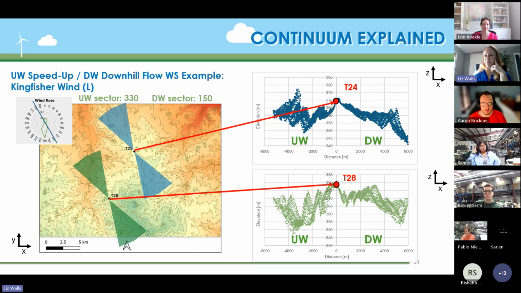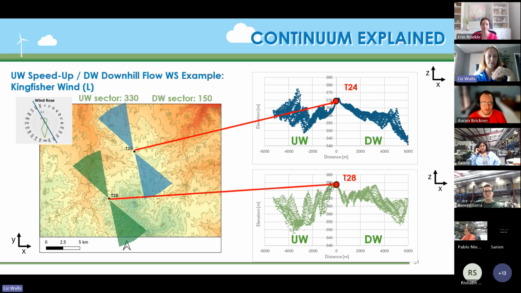Okay, last example. Last example is the induced speed up. This is a site in Oklahoma called Kingfisher Wind, and we'll be looking at a slice of wind through this direction sector, upwind of 330, downwind of 150. And so you can see that it looks like uphill flow, but it's not very steep on the upwind side. And on the downwind side, for sure, there's downhill flow there at T24.